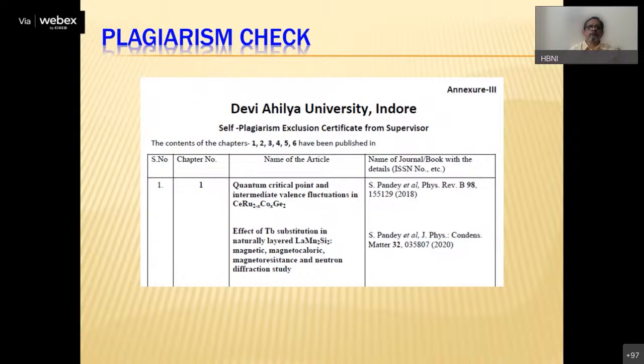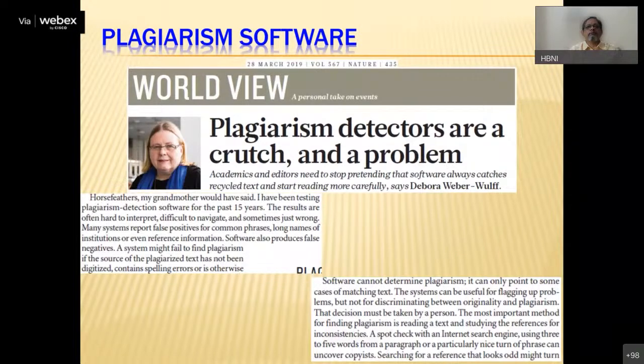So also now, whenever a PhD thesis is submitted, you have to give a self-plagiarism exclusion certificate from the supervisor, indicating which are your own papers from which you could have drawn in your thesis, for example. So you have to attribute properly that this work has been published in such a journal. So which software is best, etc.?